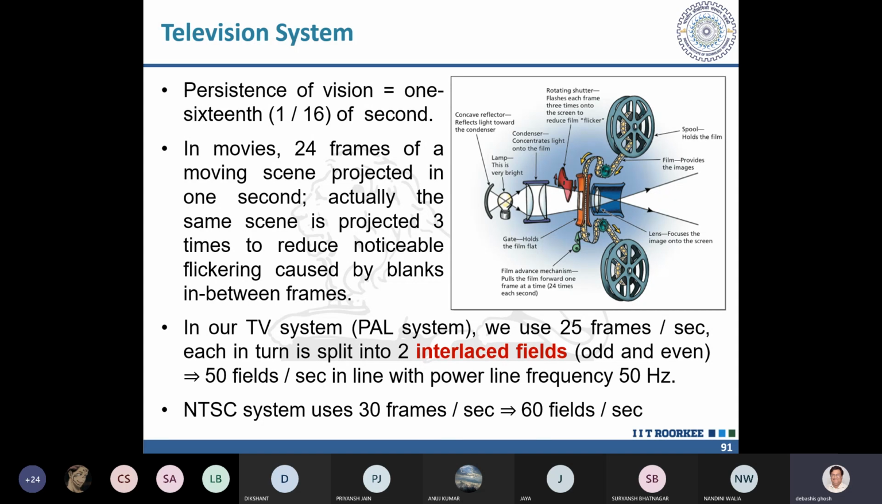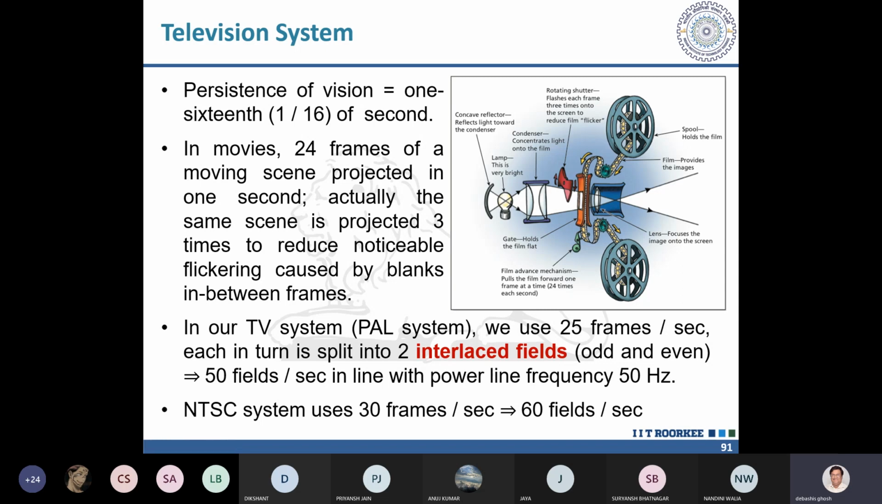So that is basically the idea of making a moving picture. In earlier days in the movie theater, this is how the movies used to be done: 24 frames of a moving scene were projected. A minimum of 16 is required, but for better viewing, 24 frames used to be projected.